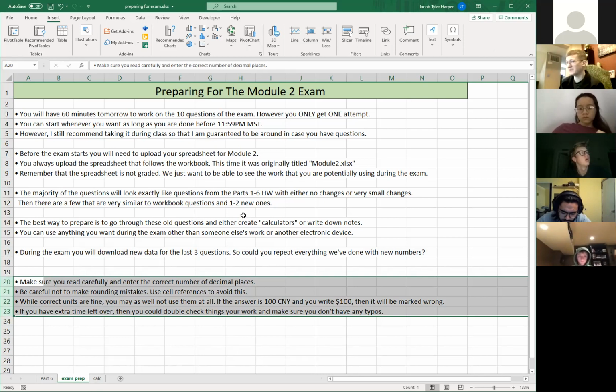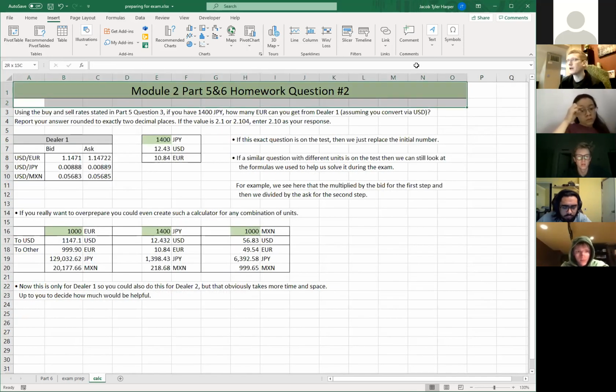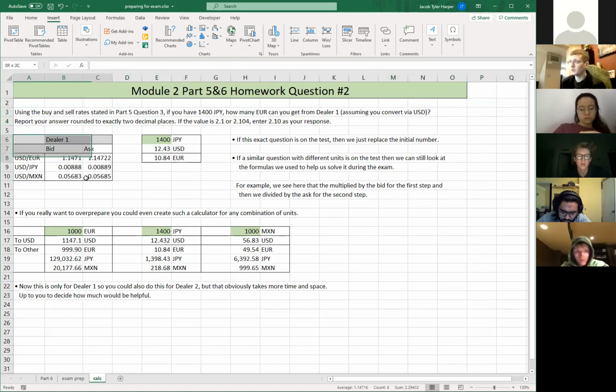Okay, now the last thing I wanted to go over: what do these calculators look like? There's no correct way to do this, but here's just one example. Let's say I'm reviewing for the test and I look at the part 5 and 6 homework question 2, and the random one I get has me start with 1400 JPY, and it wants me to use dealer 1 to convert those to euros. So I got my numbers over there. I always start by writing down the numbers they give me in the questions. I write down 1400, convert those to USD, convert those to euros.